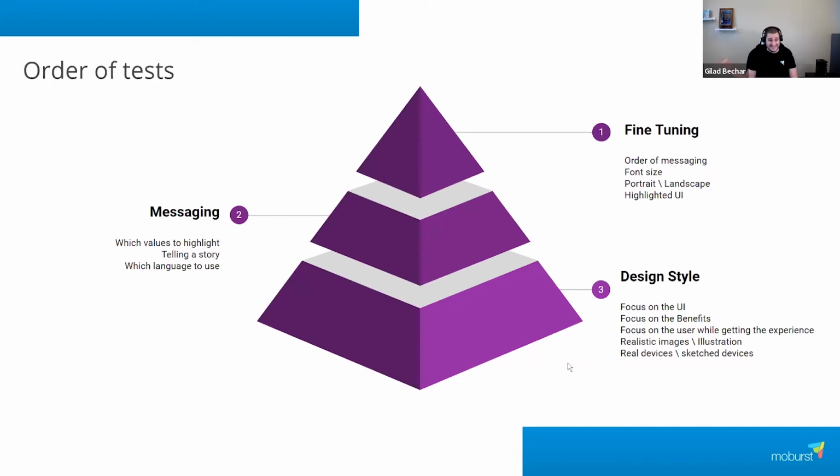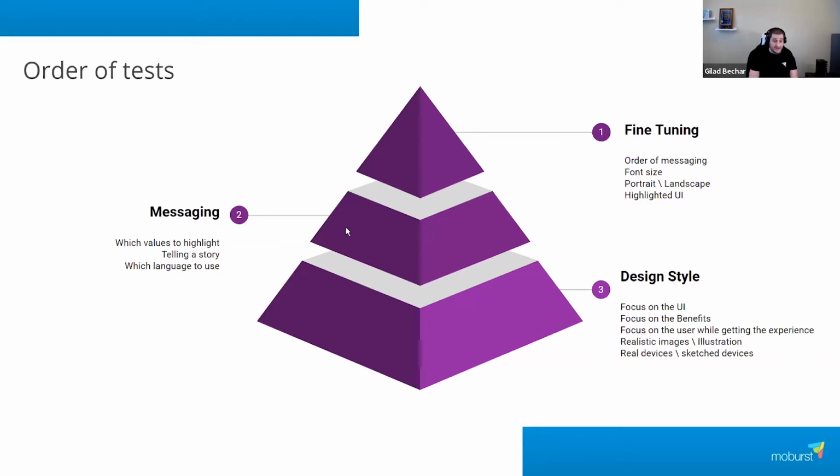Usually we are crafting an ABC testing. So what you have in the store against two other options. Once we have that sorted, then we are going to the messaging. We are diving much deeper into which values to highlight. Or let's say we now know that real people work better than illustration. Great. Now let's try to optimize towards that. Let's double down on the real people and focus on how to tell the story there.